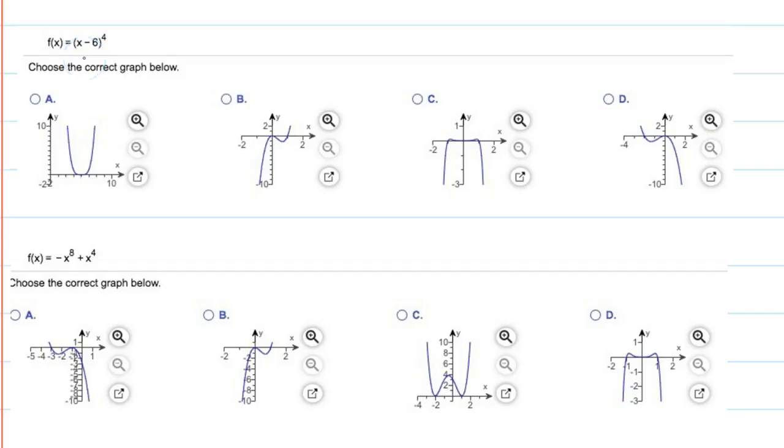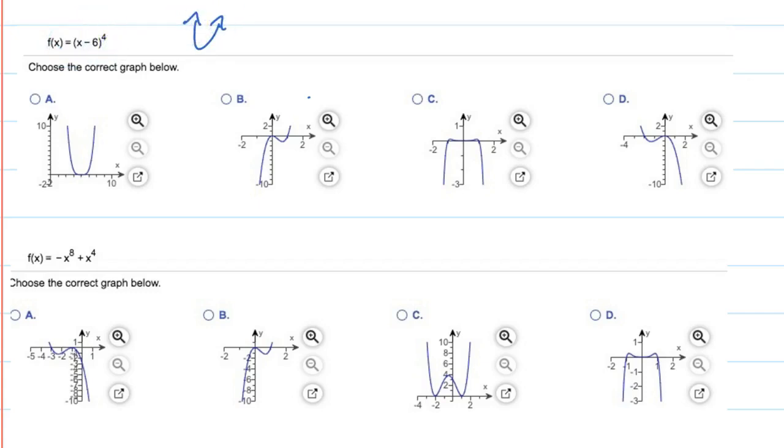All right, here's a couple more problems. These are multiple choice, so they should be a little bit easier. The first one says f of x equals x minus 6 to the power of 4. Well, right there, I have a power of 4, it's an even, that means I know that it's going to go in the same direction. If the leading coefficient is positive, and it is, it's an invisible one, then I know it's going up. So I know at some point I should have a U-shape going up.